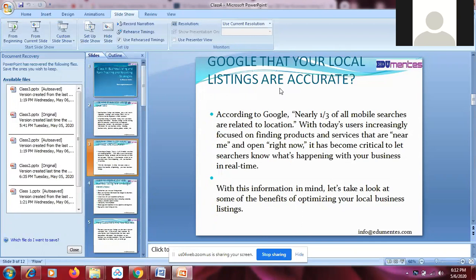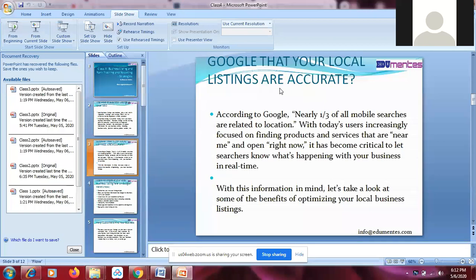Whenever we search nowadays, like Swiggy guys or Uber guys, they always use their phones for a longer duration of time to search locations. With today's users increasingly focused on finding products and services that are near me and open right now, it has become critical to let searchers know what's happening with your business in real time.